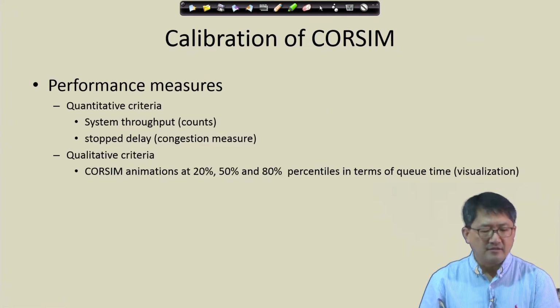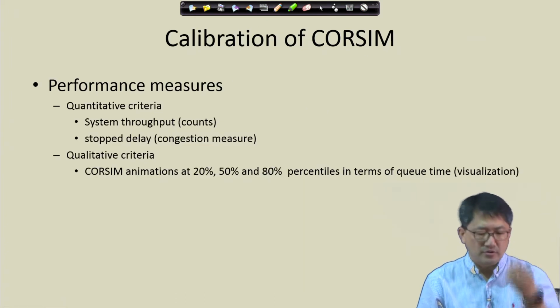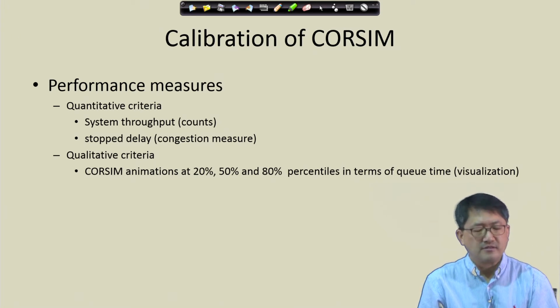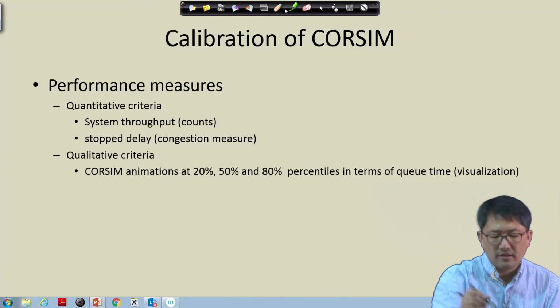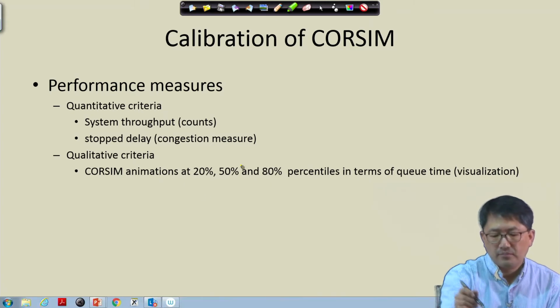The calibration parameters, we use the throughput, performance measures, and then congestion measures of stop delay. Again, the challenge on stop delay had some discrepancies, but we were able to use. One thing we actually did here, unlike others have done, is the so-called looking at the percentiles.